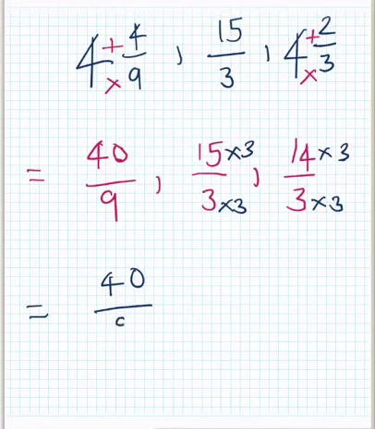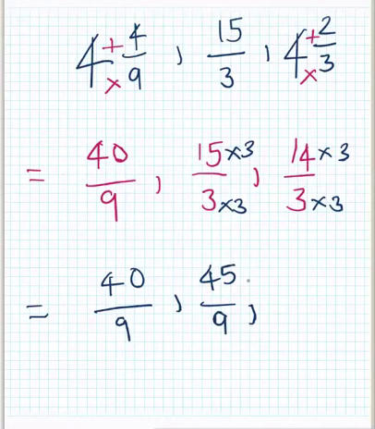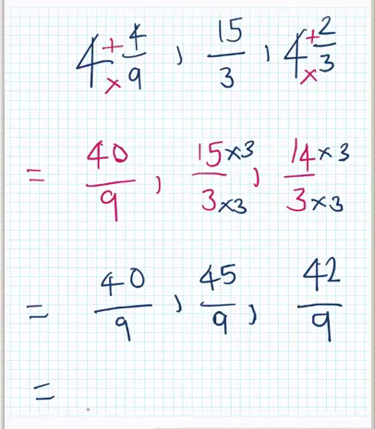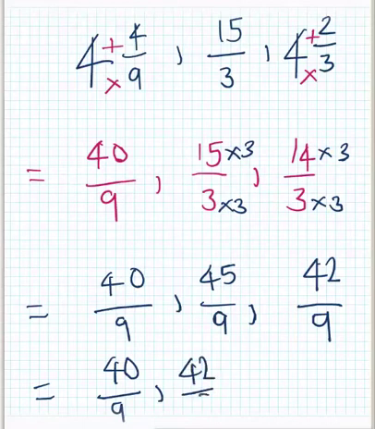So 40 over 9. 15 times 3 is 45 over 9. And then we've got 14 times 3, which is 42 over 9. Now that they all have the same denominators, which one's larger than the other? So let's arrange it once again in ascending order from smallest to largest. Smallest one out of 40, 45, and 42 is 40. The next smallest one is 42 over 9. And the last one is 45 over 9.